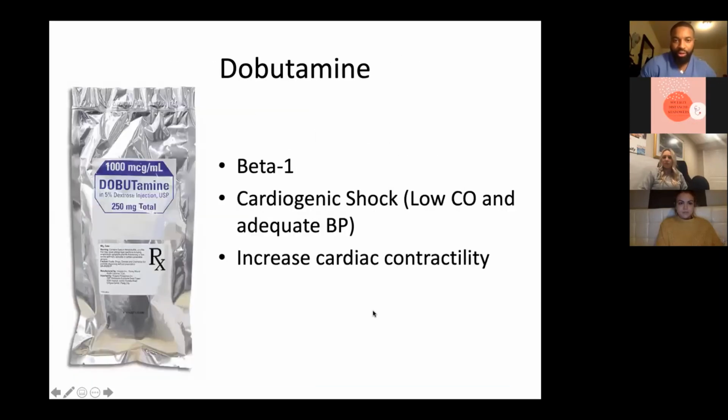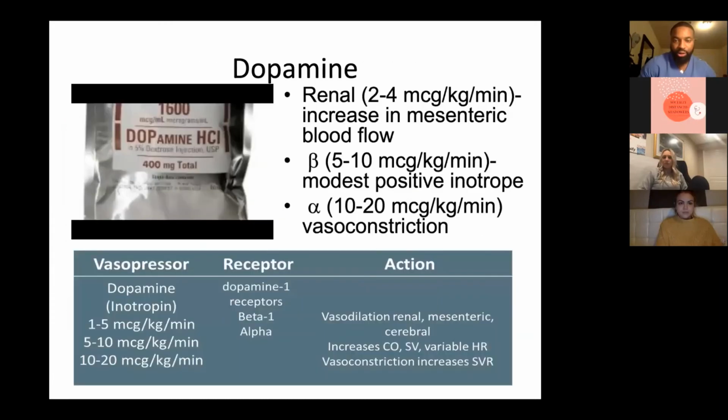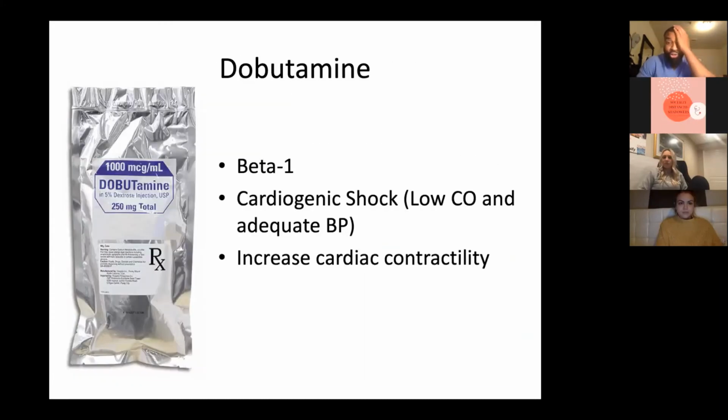All right. So next pressor is dobutamine. Dobutamine is a strong beta 1. It's very good at cardiogenic shock. So with cardiogenic shock, you have low cardiac output, and adequate blood pressure.